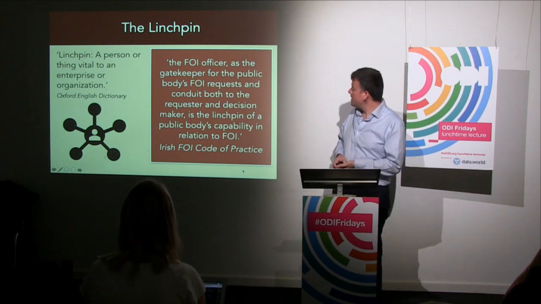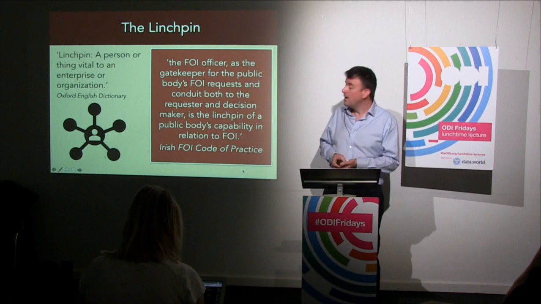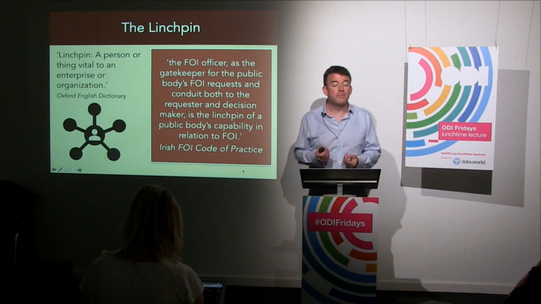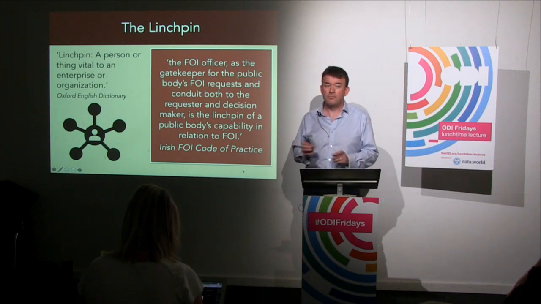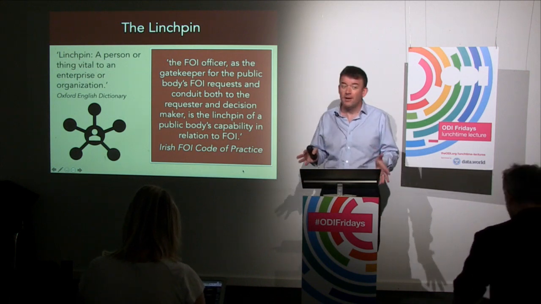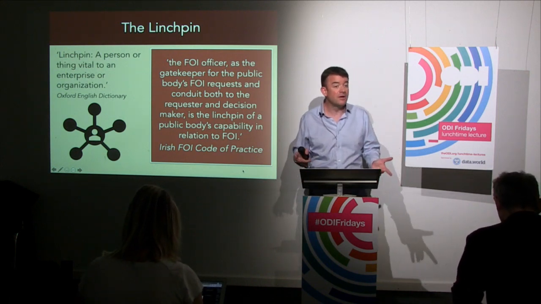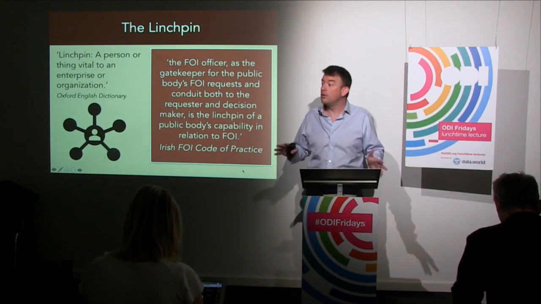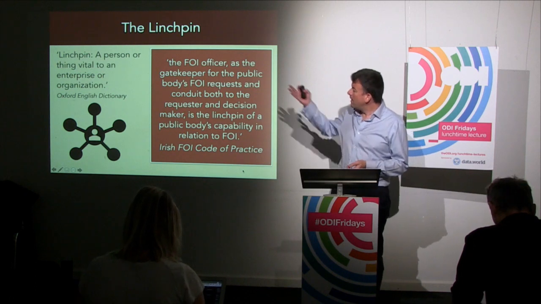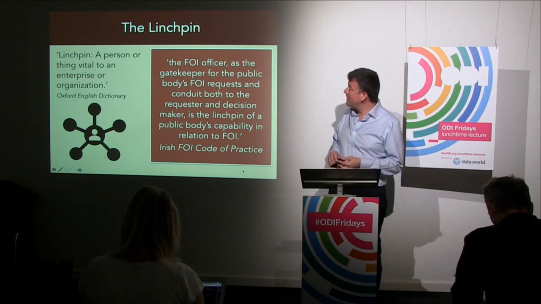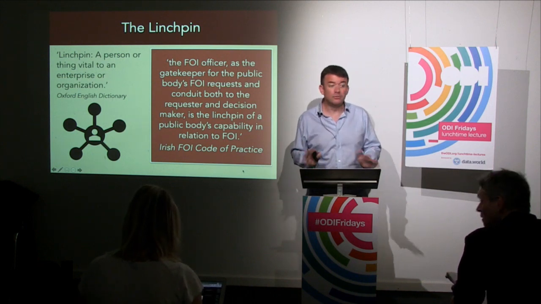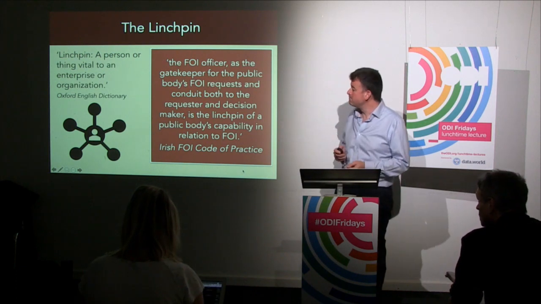So they're acting as gatekeeper for the public body's FOI requests, and they are the linchpin of a public body's capability in relation to FOI. I'd probably go further than that. You can't do FOI without having a Freedom of Information Officer, without having a competent Freedom of Information Officer, of course supported by a network of people throughout the organisation. And this is the definition of a linchpin. There we go. A person or thing vital to an enterprise or organisation. As I say, absolutely essential. You can't have FOI without FOI officers.